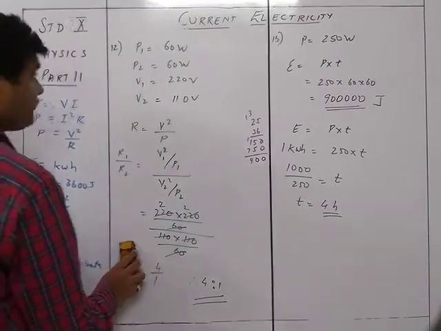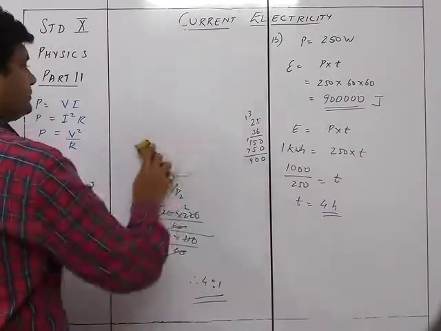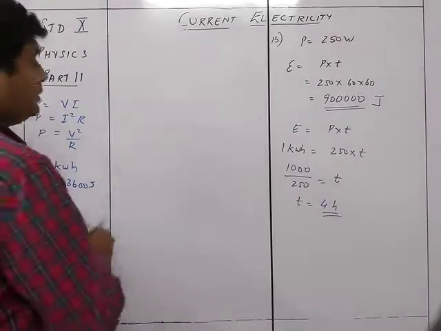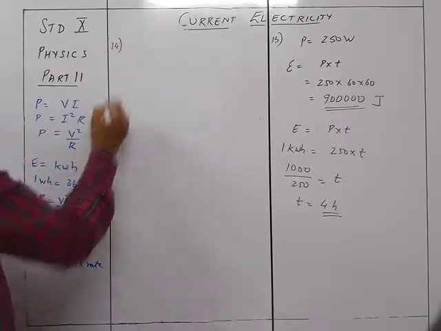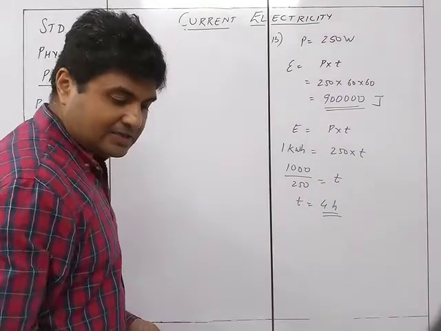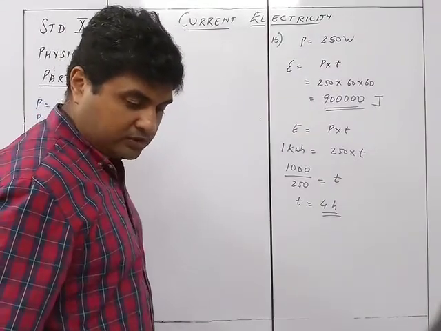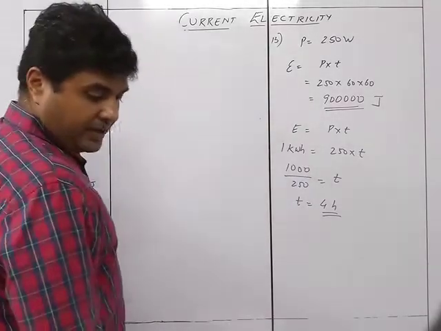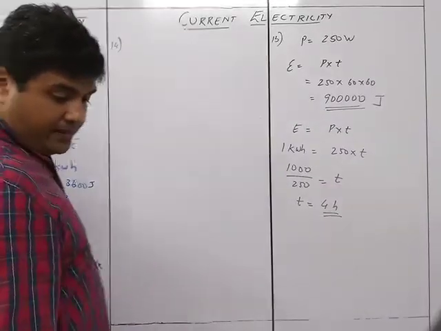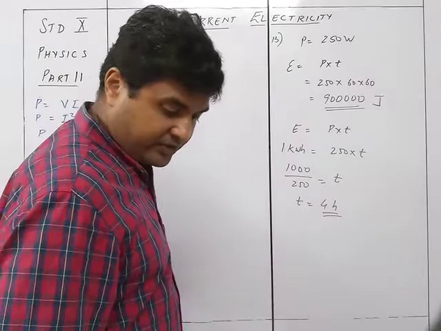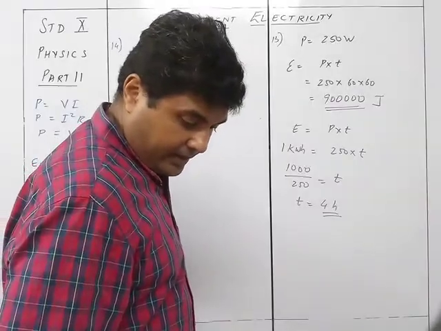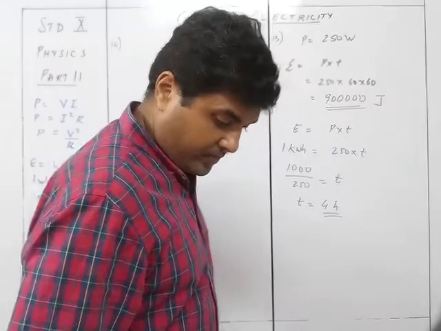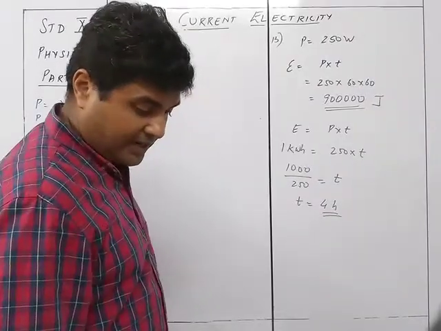Sum number 14. 3 heaters, each rated 250 watt, 100 volts, are connected in parallel to a 100 volt supply. Find the total current taken by the supply, the resistance of each heater, and the energy supplied in kWh by the 3 heaters in 5 hours.